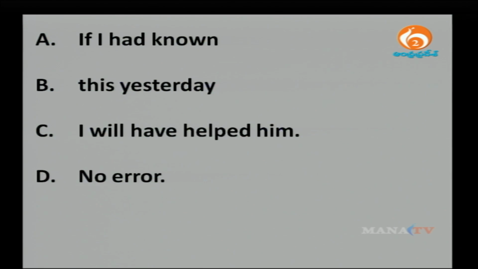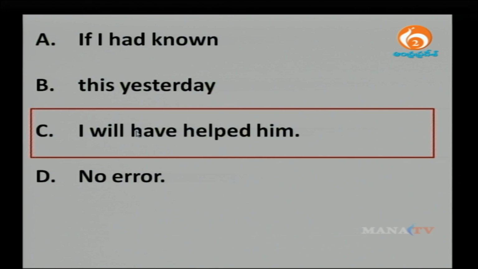If I had known this yesterday, I will have helped him. Now, "helped" is past tense, "will" is future tense. The entire first two parts of this sentence are in past tense. So, how can this be correct? That means C is incorrect.